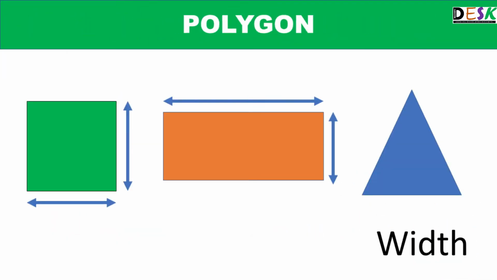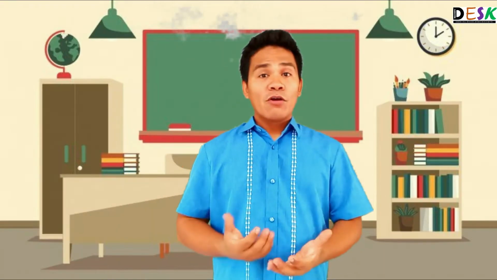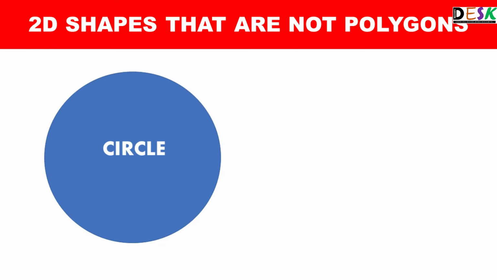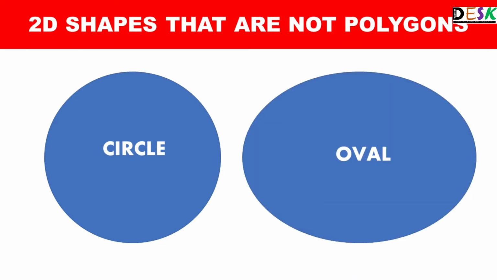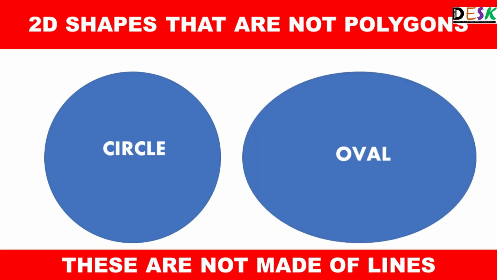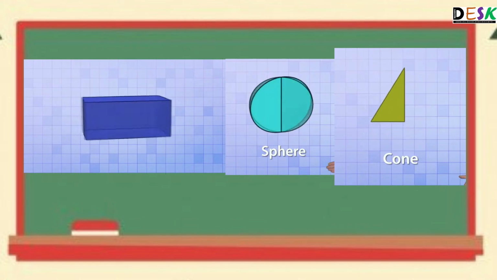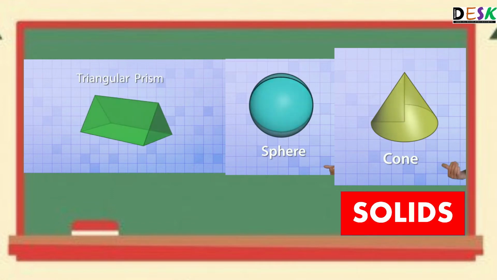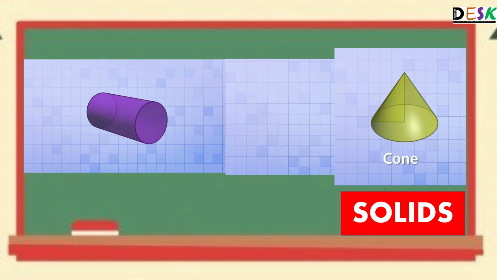Polygons have lengths, widths, and heights. Of course, there are 2D shapes that are not polygons. Examples are circles and ovals. Why? They have no lines. Extending, combining, or rotating 2D objects can now create 3D objects. They are called solids.